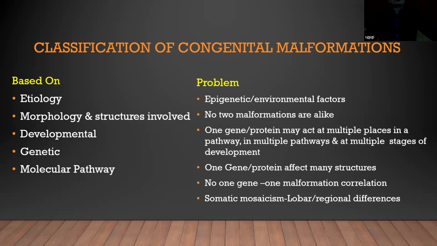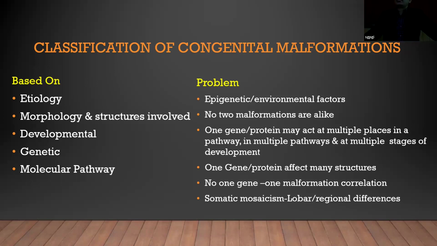If you go by the embryological developmental stages involved, the problem is that a single gene or single protein may act at multiple developmental stages. So placing them into a single developmental stage also doesn't work. If you look at genes, again, one gene may be involved in multiple parts, causing multiple types of malformation, or there may be multiple genes causing the same malformation. And we know that the underlying problem is, of course, a molecular pathway. So these are a lot of problems.